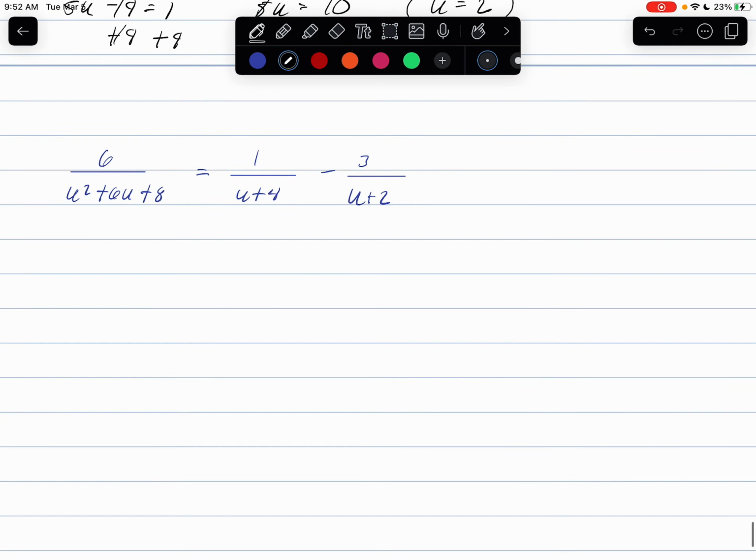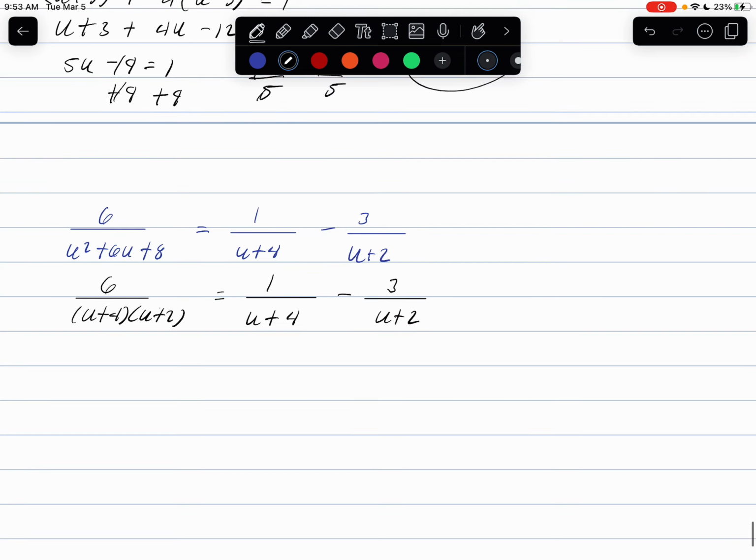Okay, so here on the left-hand side, we have u squared plus 6u plus 8. So we want to find two numbers that multiply together to give us 8 and add together to give us 6. And if you can pick the pattern up from what we're doing so far, it's probably going to be u plus 4 and u plus 2. And it is. So we'll have 2 and 4. 2 times 4 gives us 8, and 2 plus 4 gives us 6. So we can rewrite this as 6 over u plus 4 times u plus 2 is equal to 1 over u plus 4 minus 3 over u plus 2.